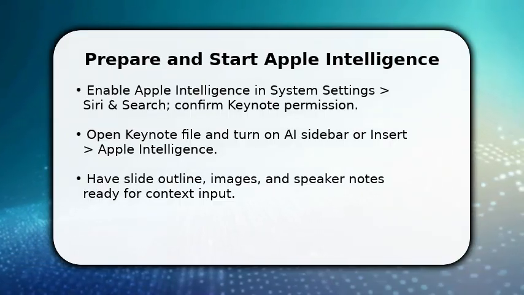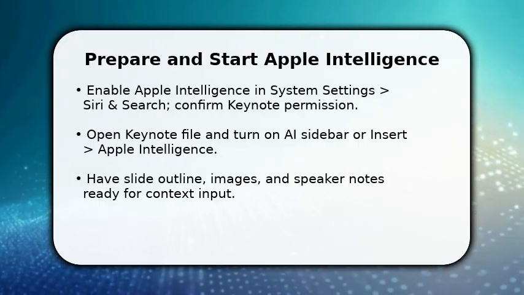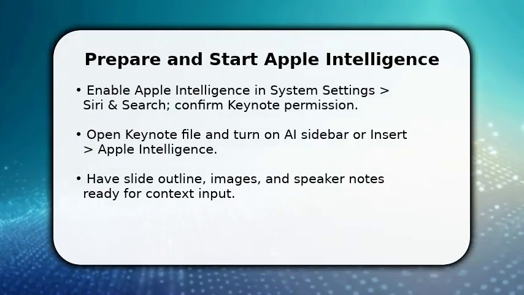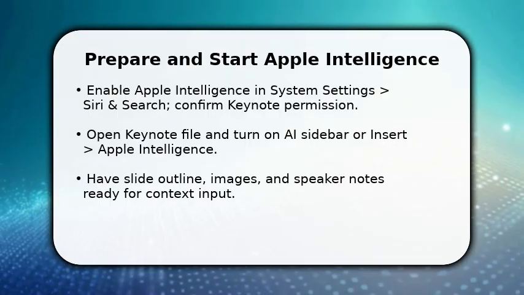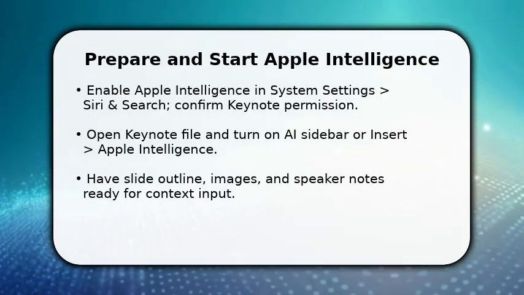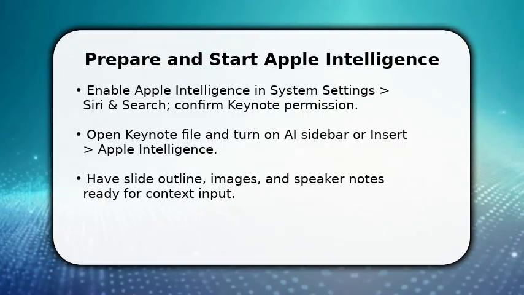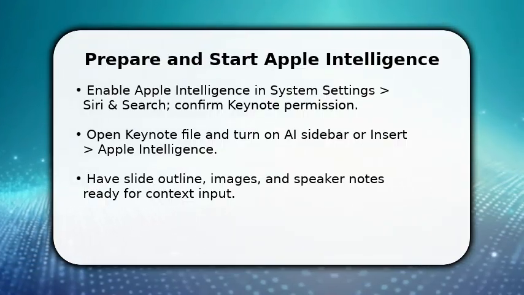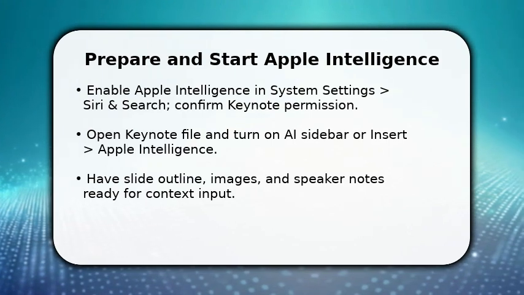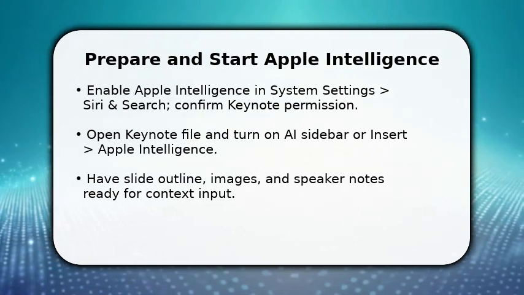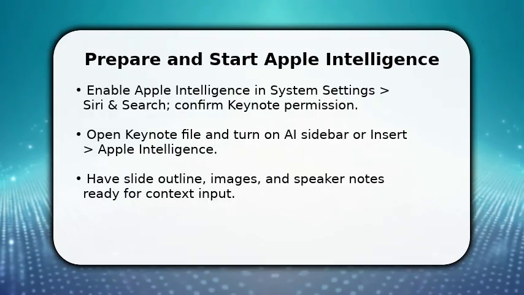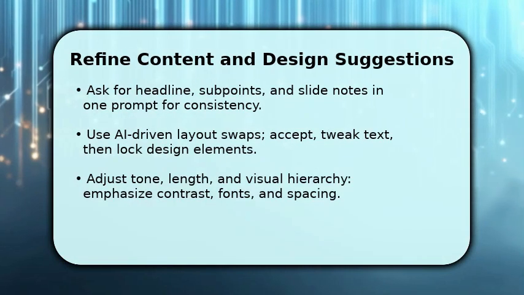This gives contextual suggestions. Next, paste a short outline or prompt about purpose and audience so the model tailors content. Make sure images and any brand colors are available to guide visual suggestions. Once done, request a layout recommendation or a headline rewrite to begin transforming a raw slide into a polished, AI-assisted design.